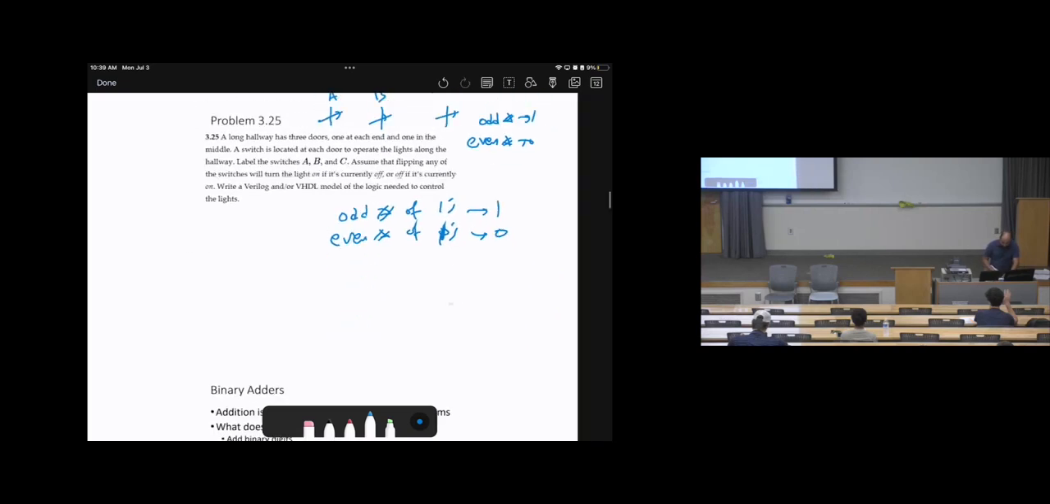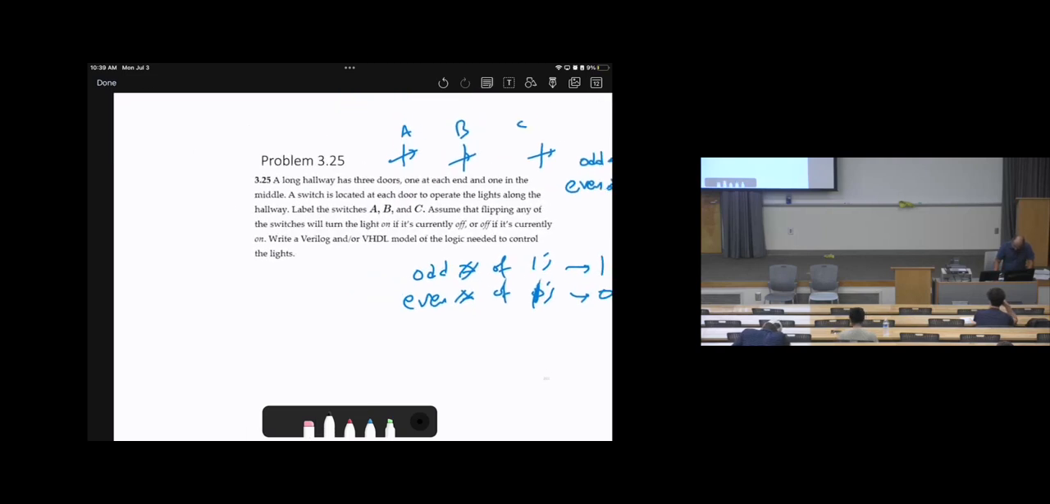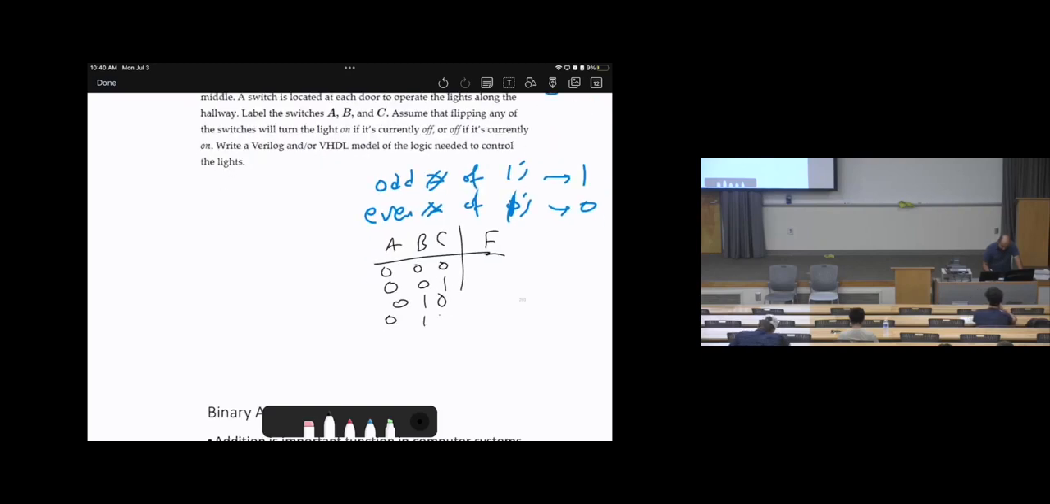So as a result, we can build our own truth table like this. I'm going to draw it here. Here's A, B, C. Then here's the function for the lights. So 0, 0, 0; 0, 0, 1; 0, 1, 0; 0, 1, 1; 1, 0, 0; 1, 0, 1; 1, 1, 0; 1, 1, 1.